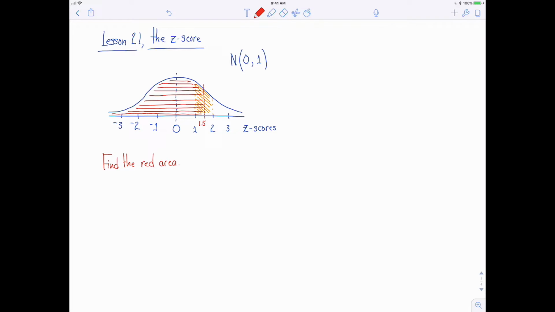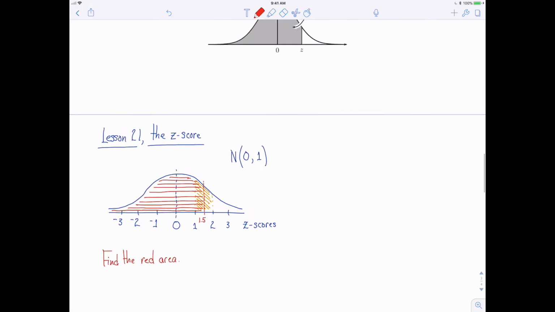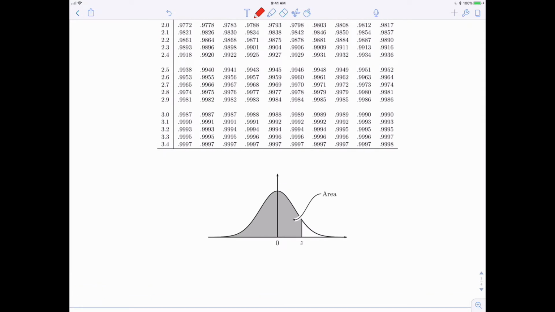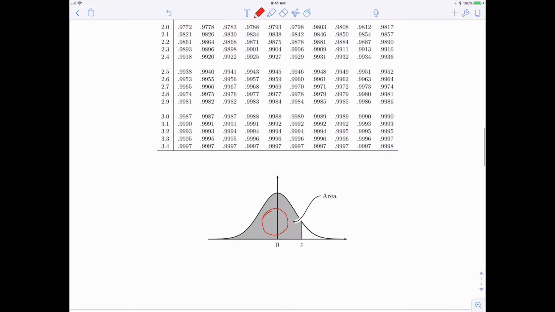And here's how we do that. We use a table of z-scores, and I have one right above. So remember 1.5, and we're going to look that up. So as we go up, notice this nice picture right above. What this picture is telling us is that this gray region is the number that's being provided for us in the tables. So let's come back up.